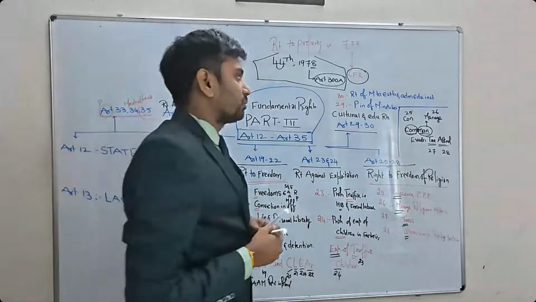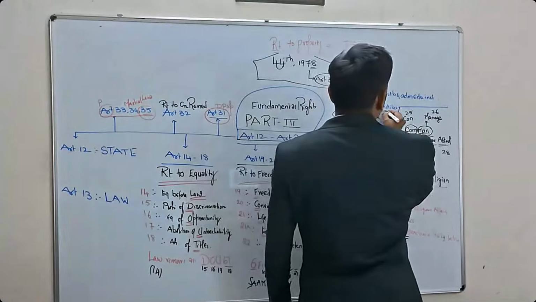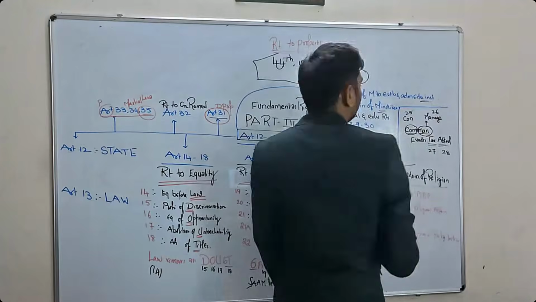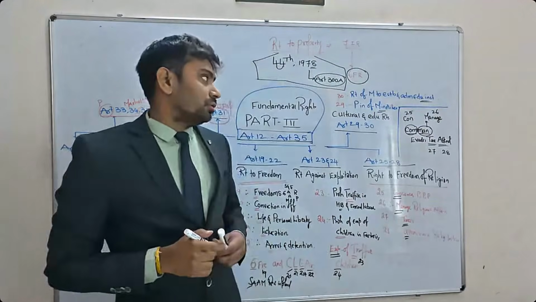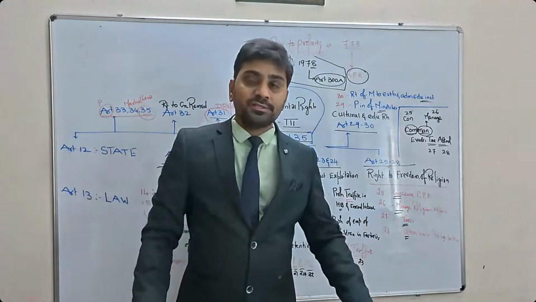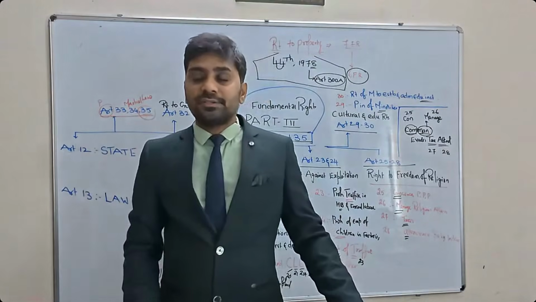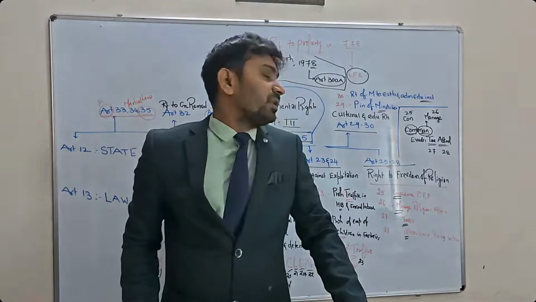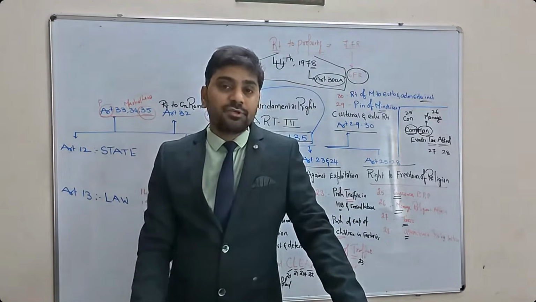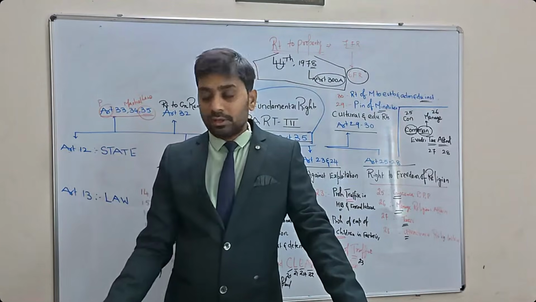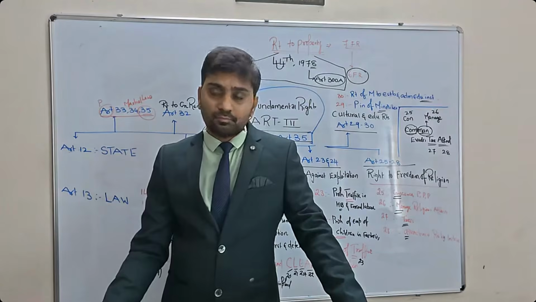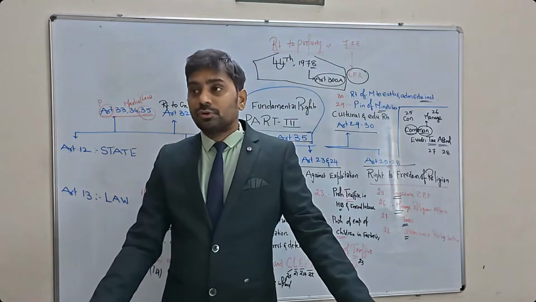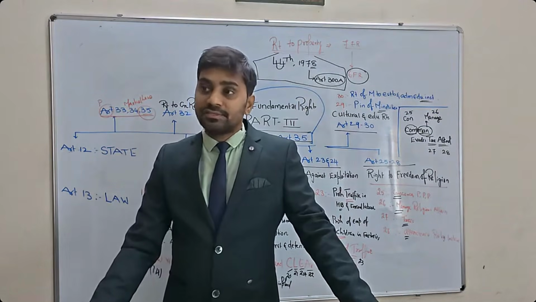So how to remember 29 and 30? Remember minority institutions. 29 is protection of interests of minorities. Next, 30 is the right of minorities to establish and administer their own institutions. So 29 is protection of rights of minorities.